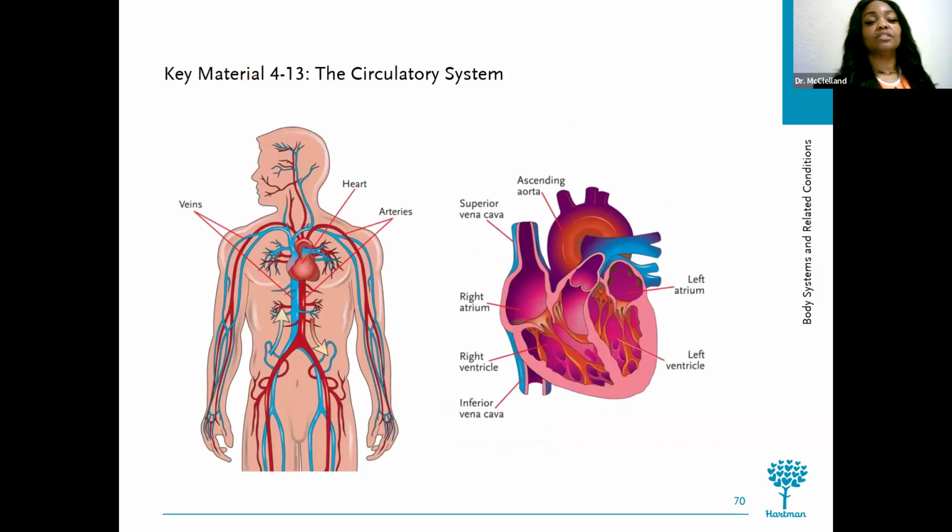Your circulatory system. Circulatory is another term for blood flow. It has to do with the heart, and you see a diagram over here to the right of the heart structure. On the left-hand side, you see a picture of the human body and how the heart is situated inside of the human body. It's showing you a picture of the veins, pointing at the blue veins and the red arteries.